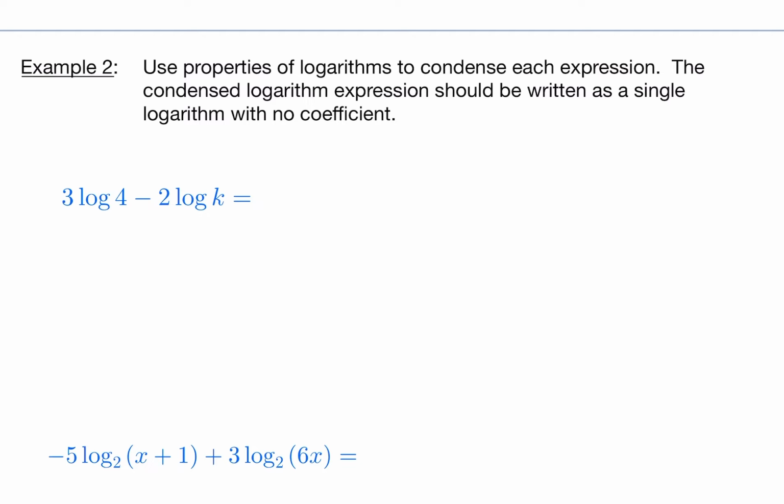So the first thing we want to do is move this coefficient to the power. We're going to move this back up. So then this becomes log of 4 cubed minus log of k squared. Now that we have the subtraction, we know that this is going to become a quotient, or involving a fraction. So this is going to be log of 4 cubed over k squared.